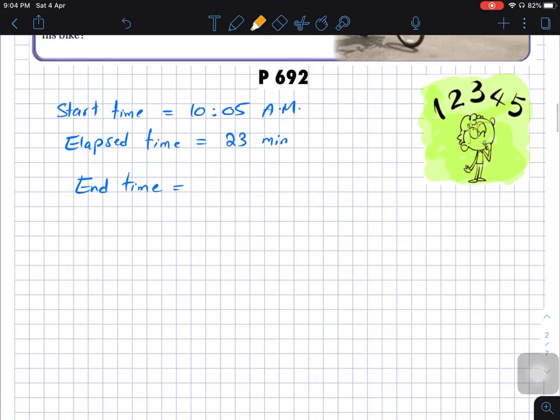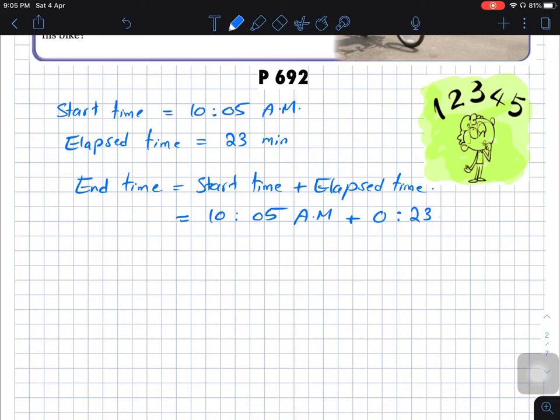So the end time is equal to start time plus elapsed time. The start time is 10:05 a.m. plus 23 minutes, which means no hours and 23 minutes. The way to add is minutes first and then hours. 5 plus 23 is 28, and hours 10 plus 0 is 10. So it is 10:28 a.m.